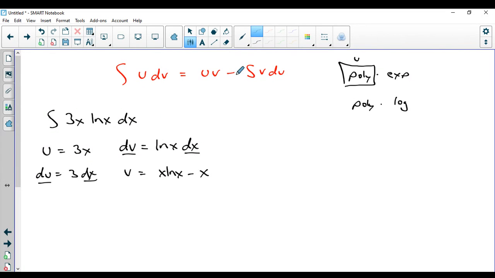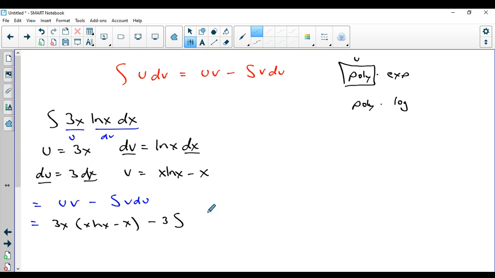So, okay, let's use the parts formula, right? Because think about it. You just represented this as the integral of u dv. So if that's the case, that means this is equal to uv minus the integral of v du, right? That's a valid formula. So u times v would be 3x times x ln x minus x, minus the integral of v du. I would pull the 3 out because it's a constant, I can. And then I get x ln x minus x dx.